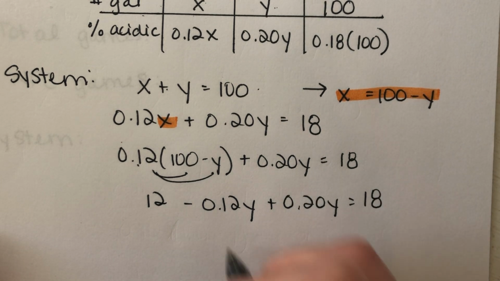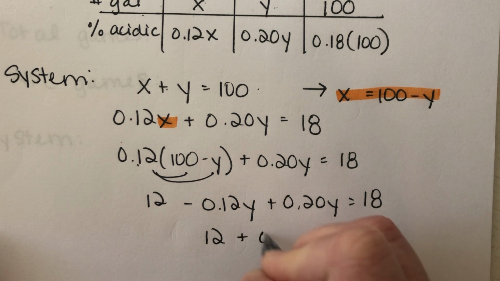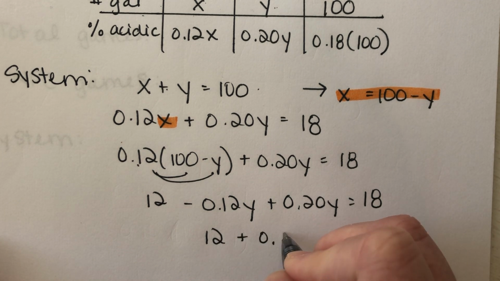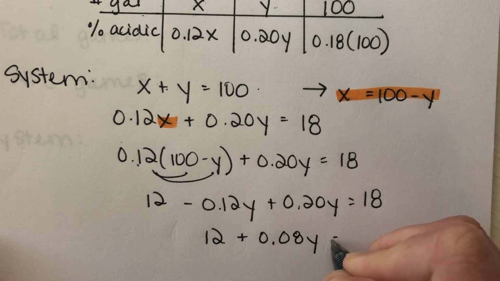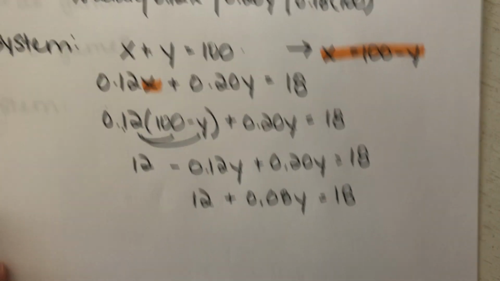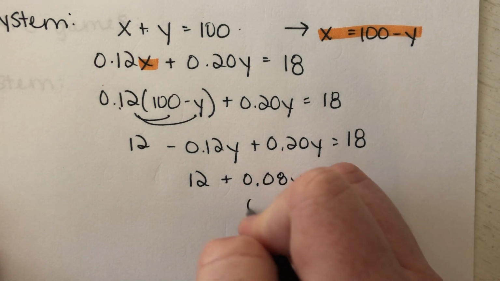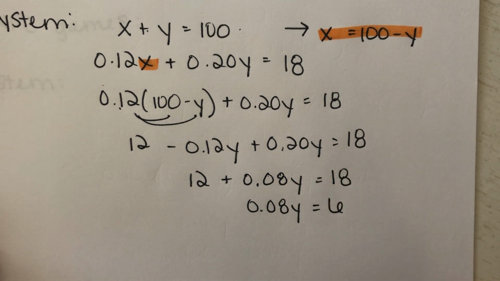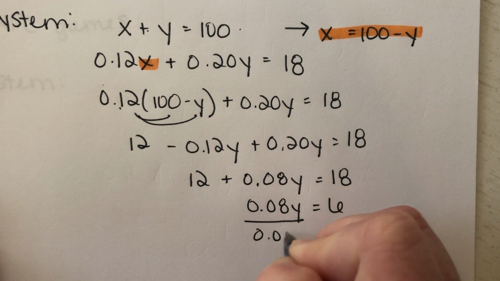Combine like terms, that's going to be 12 plus 0.08Y. Subtract 12 from both sides. And then divide by 0.08.